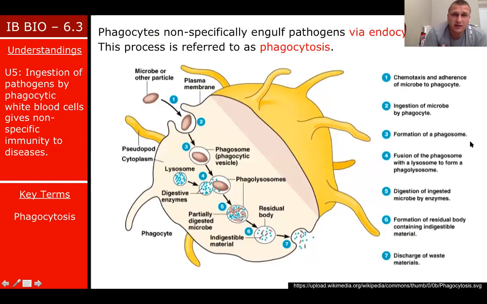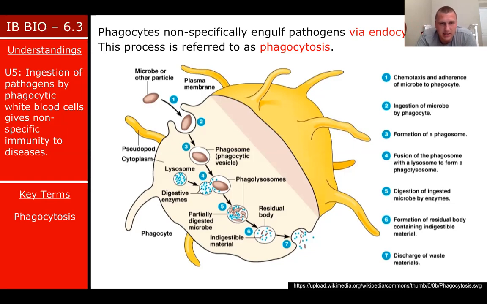Phagocytes, non-specifically, are going to engulf pathogens via endocytosis. Remember that word: endo means inside, cytosis means cell. So the engulfing process happens via endocytosis. And remember, endocytosis and exocytosis require energy, so there is some energy involved in that. But when a phagocyte engulfs or takes in the pathogens into itself, we call that phagocytosis. We just combine two words, phago from phagocyte and cytosis, cell. So phagocytosis is a phagocyte swallowing or engulfing something into itself and then destroying it.